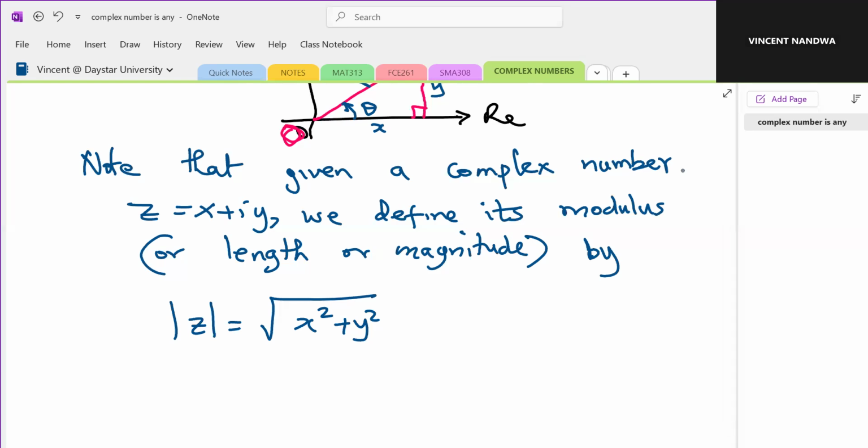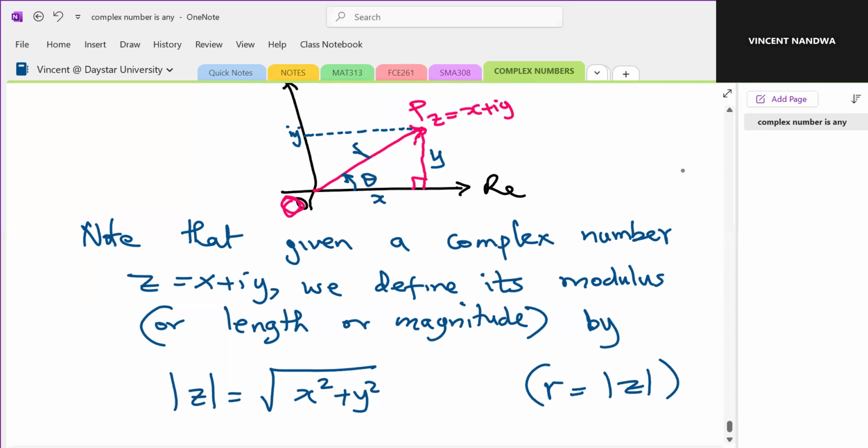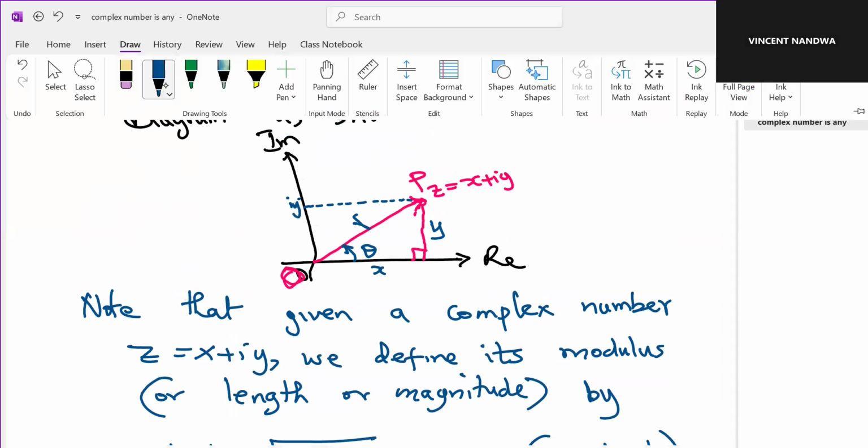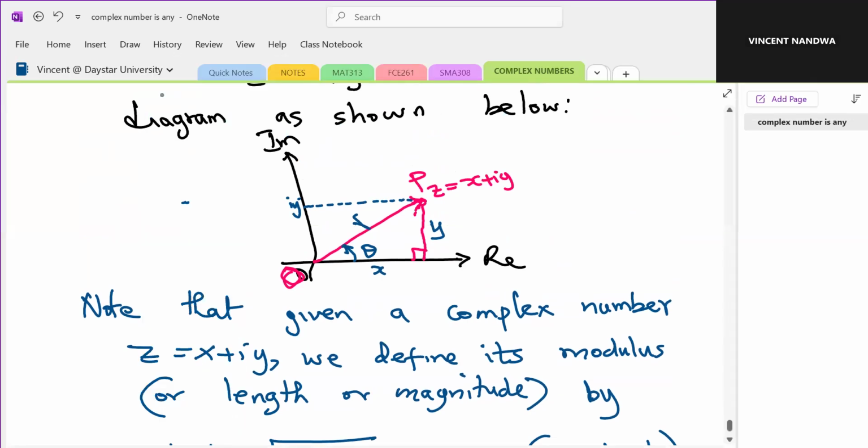So in general, this is what we'll be calling R. The length we're calling R here is the same as the absolute value of Z. Wherever you see R in this discussion, in this chapter, it will mean the magnitude or modulus of Z. And so once we have that, in this right angle triangle, we can define other trigonometric ratios.